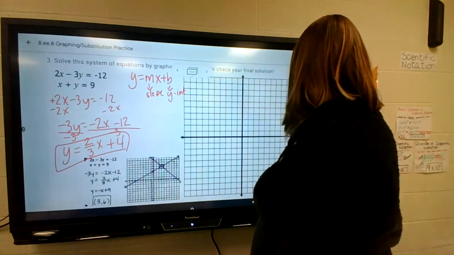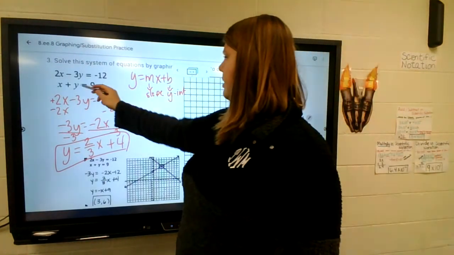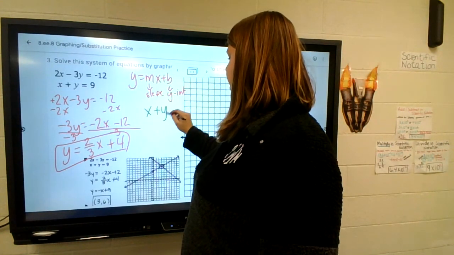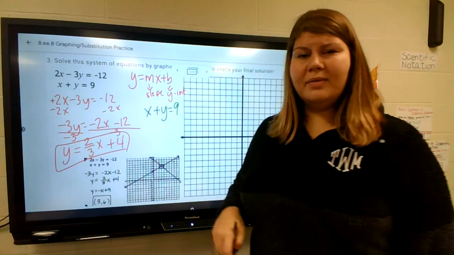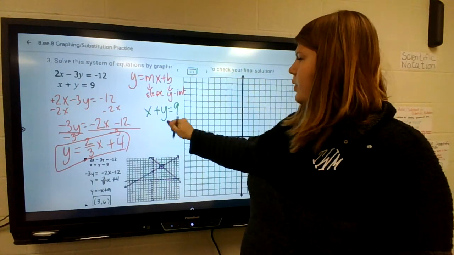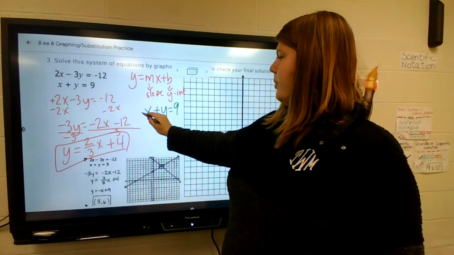And then my second equation is this one here. So I have x plus y equals 9. Again, I need to get y by itself. This one's a little bit easier. So y needs to stay, but this is like a positive x.